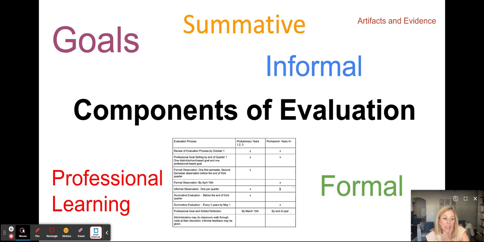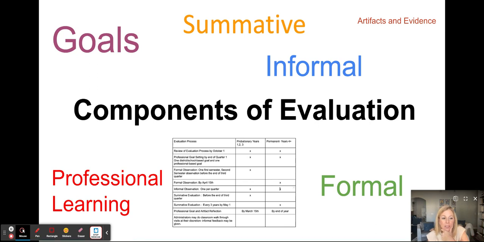So the first thing that you will be doing this week is analyzing the different components of evaluation. All of you have created a graphic that illustrates the different components that are a part of your evaluation process, and so you're going to start here. Everybody had, in some capacity, goals and that goal setting process. So you're going to be looking at that.